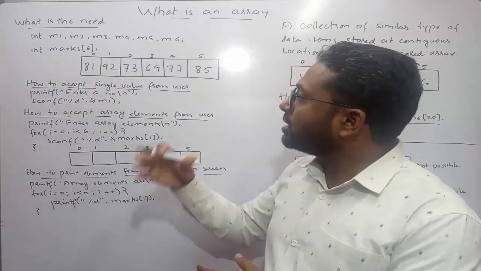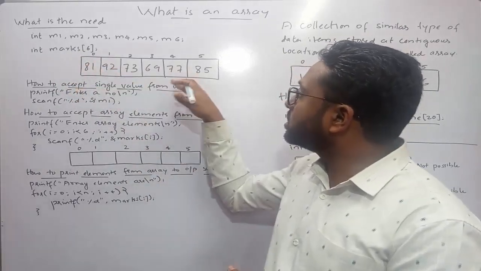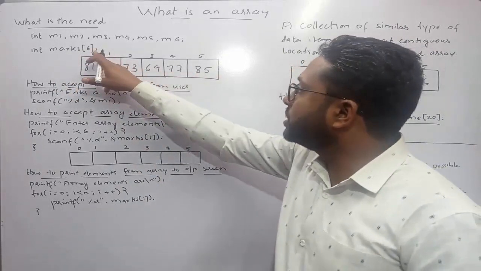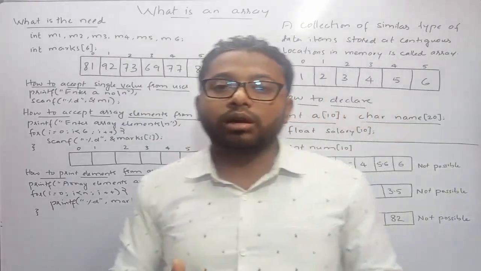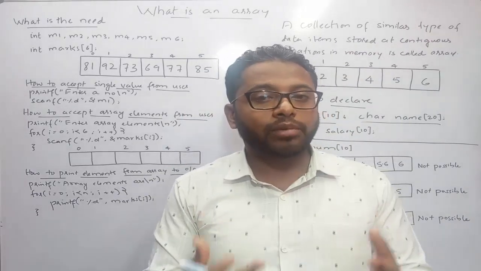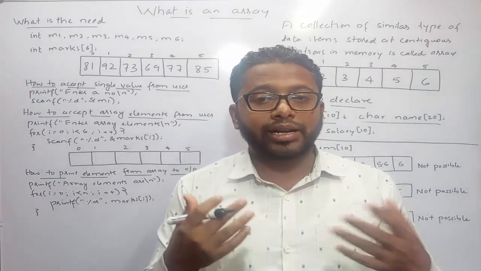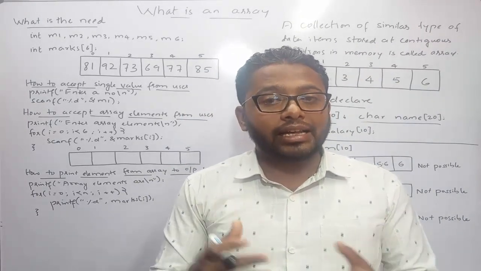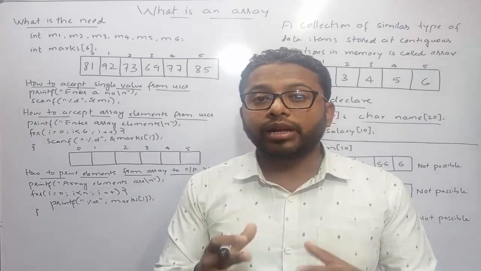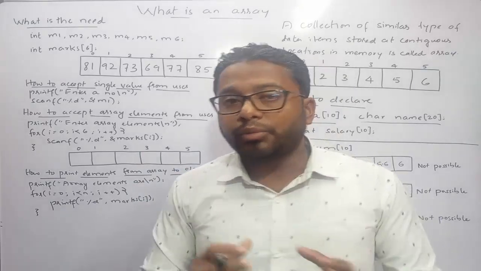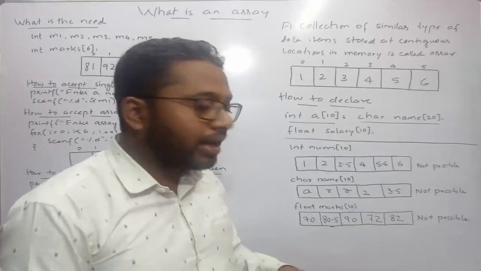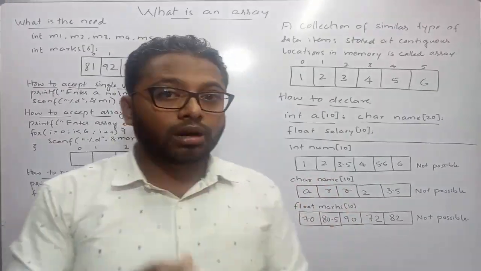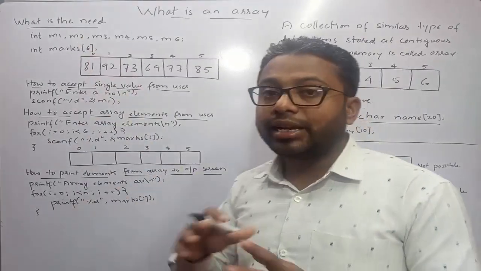Once I pass 6 numbers, those 6 marks get stored like this, starting from index 0 to index 5. So it is very useful whenever you are asking multiple values of the same type from the user while writing the program. In that case the array concept becomes very handy and useful. Now I hope you have understood what an array is, how to declare an array, what things you should avoid, and what the need of an array is.